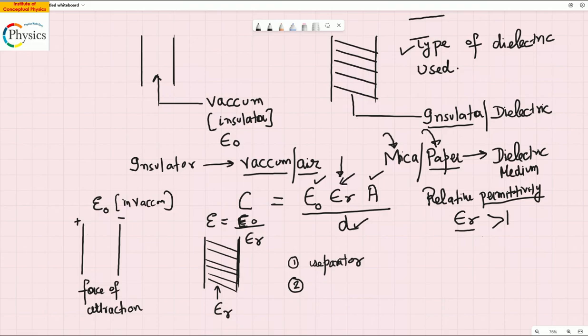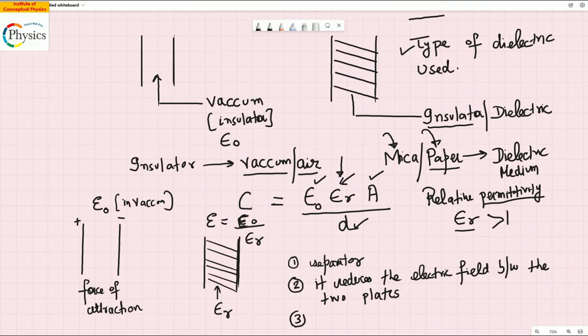Relative permittivity, we will discuss what it is. It is a bit complicated. Let's do the basics first. Separator, second is it reduces the electric field between the two plates.